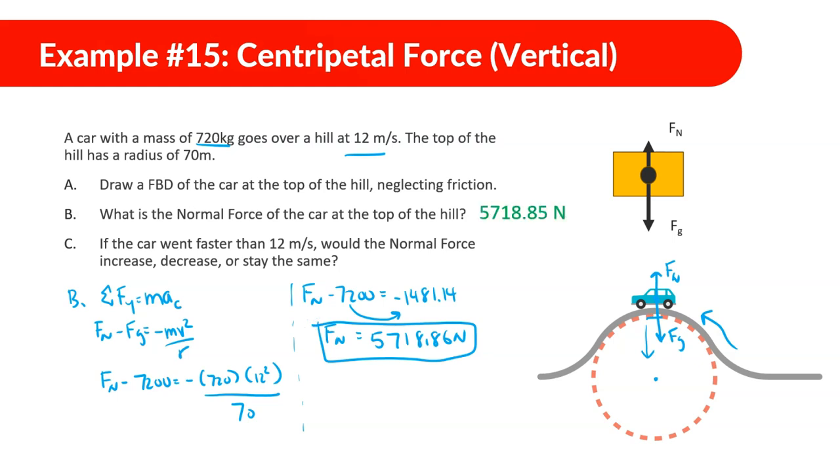Okay. Part C. If the car went faster than 12 meters per second, would the normal force increase, decrease, or stay the same? So like I said, as it's going faster and faster, it's going to be losing more and more contact with the ground. And if it goes too fast, it won't even have contact with the ground. It will just kind of fly off this mountain or hill. So what's happening is it's going to be decreasing.